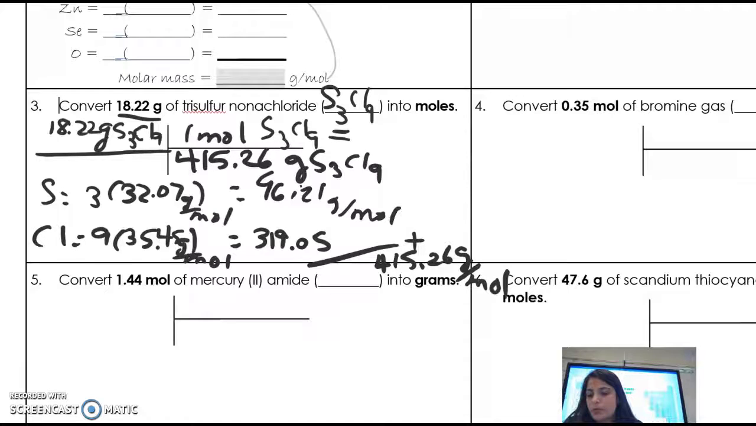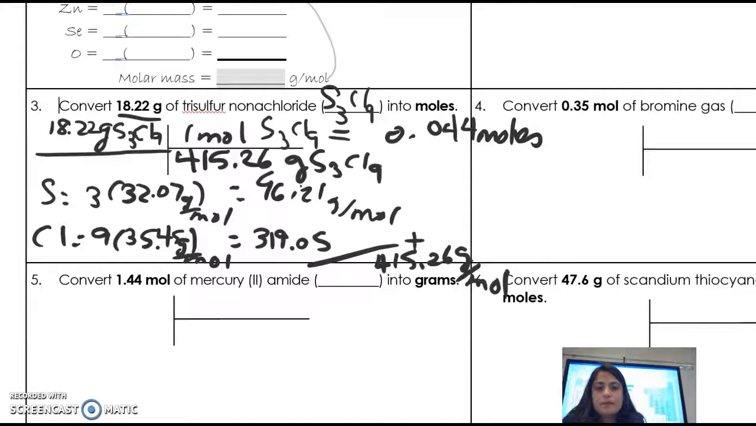All right, so 18.22 divided by 415.26, and you get 0.0438, and that's going to be 0.044 moles of S3Cl9. So that's one calculation. The next calculation is this one here.